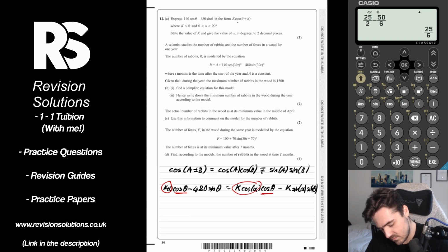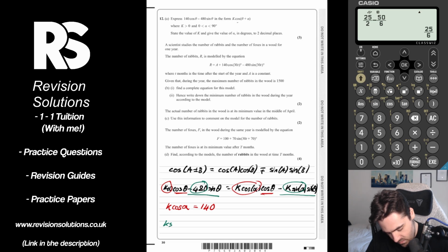So let's write that down. k cos alpha must equal 140. And then if we do the same thing for the other coefficient, we've got minus 480 sine theta is minus k sine alpha sine theta. So the minus 480 must be the same as, well, we just omit the minus sign as it's there on both. 480 must be the same as k sine alpha. So k sine alpha equals 480.